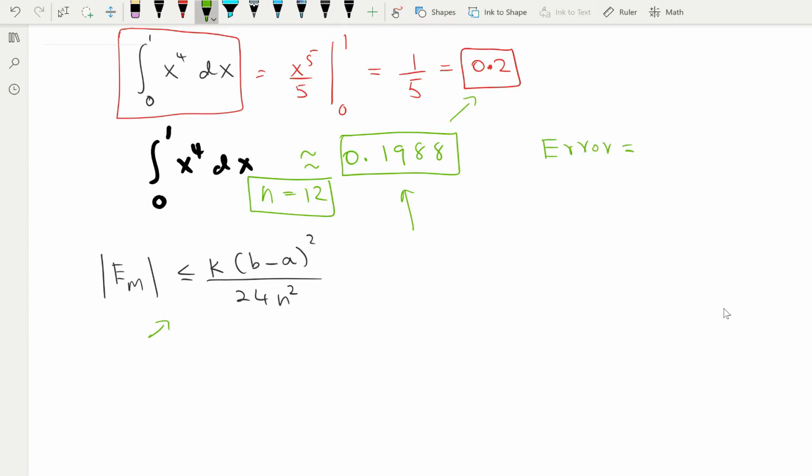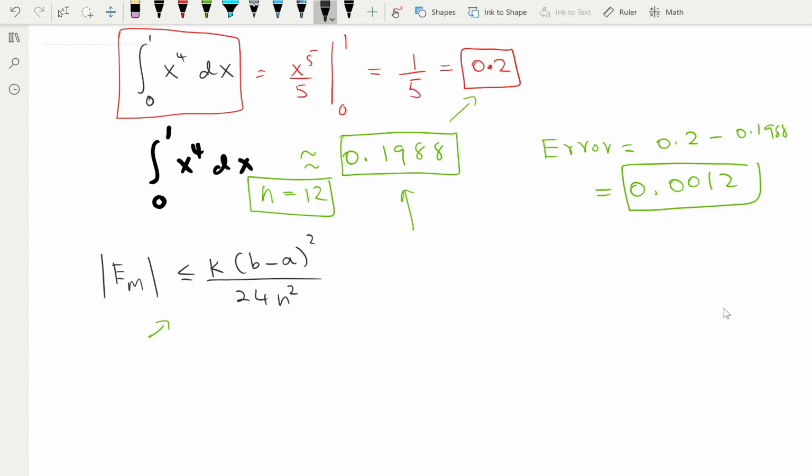To calculate the error, we can take the real answer 0.2 and subtract what we got from the midpoint rule, 0.1988. So the actual error is going to be 0.0012. This is the error. This is how far off the approximation is. Now that's a good error. That's very small, 0.0012. I would be happy with this approximation.